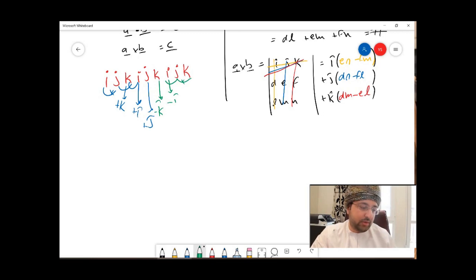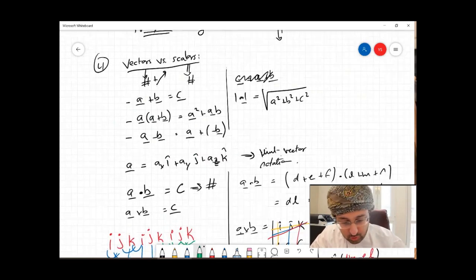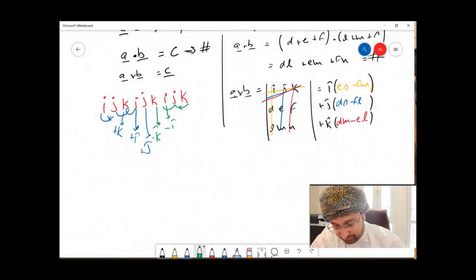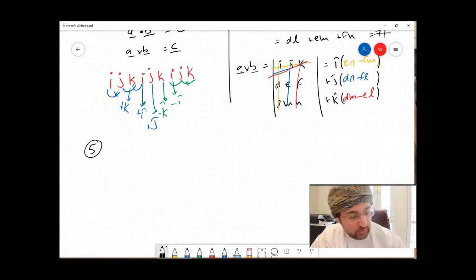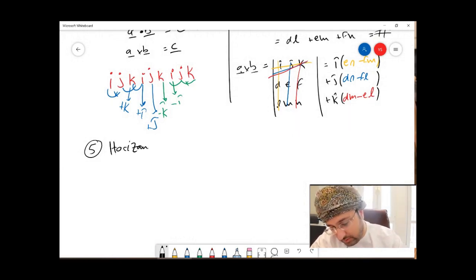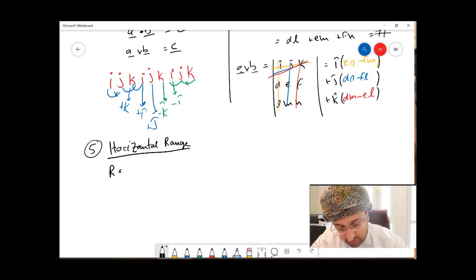We then spoke about a very special case called the horizontal range. What number have I reached? Number 5. Okay. And we said we have something called the horizontal range, and the equation given by R equals V naught squared over G sine 2 theta.